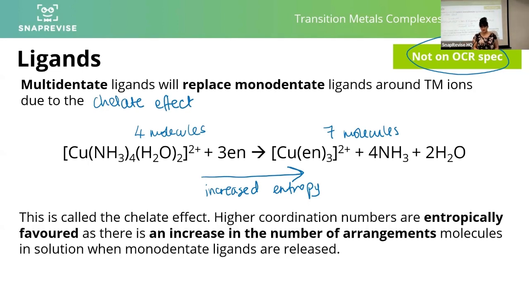And this is called the chelate effect. The higher coordination numbers are entropically favored, and there is an increase in the number of arrangements of molecules in solution when monodentate ligands are released. We get more entropy, which means the forward reaction is favored. It means these reactions happen favorably and, what we're going to say, easily.